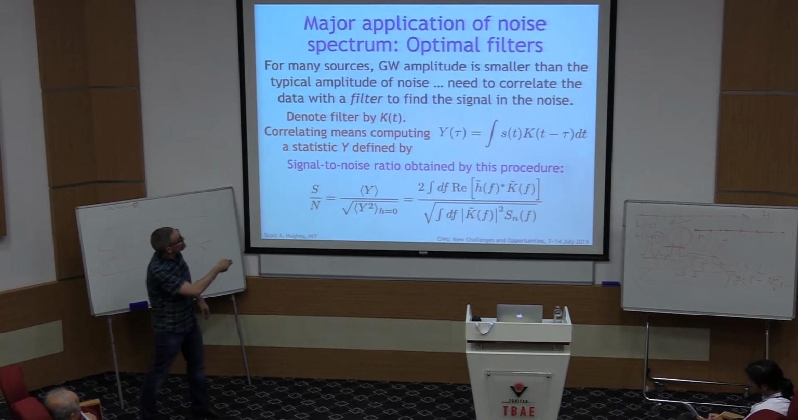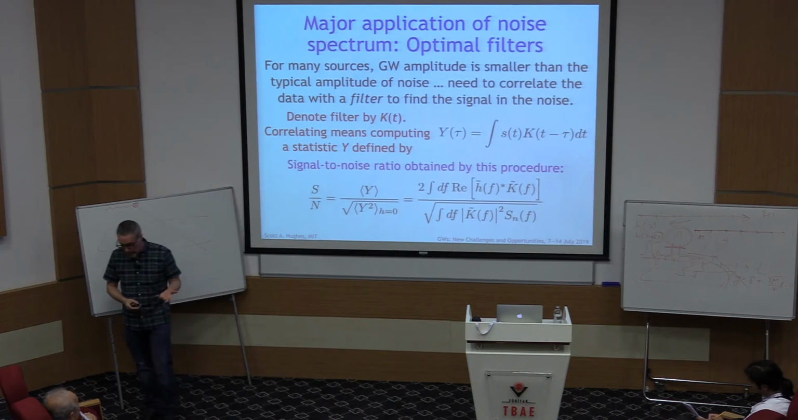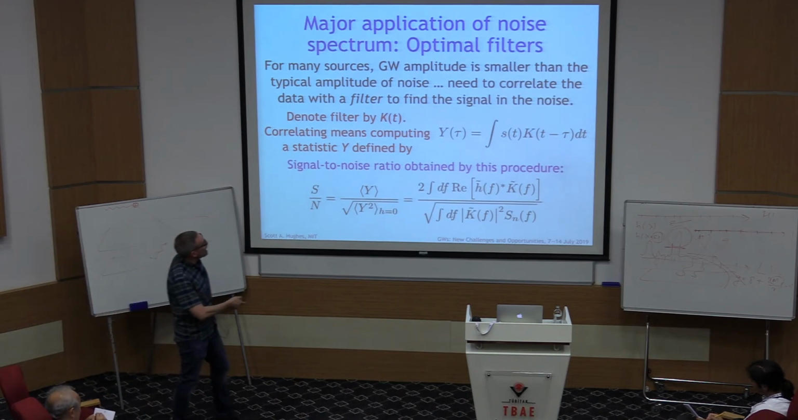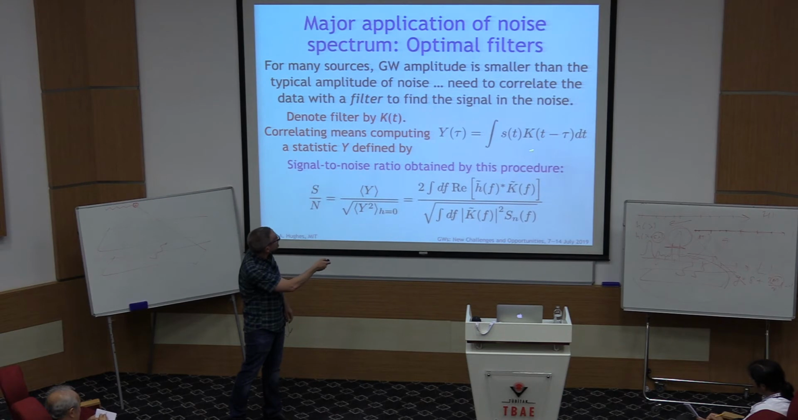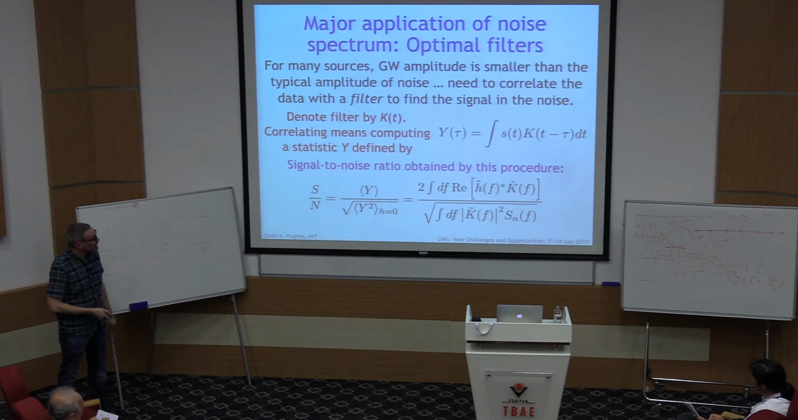So let me denote k(t) as being some kind of a filter function. What I want to do now is say, what would be the best filter I could use if I'm looking for a source that I believe I understand? So I'm going to define a detection statistic, y(tau), to be what I get when I do a cross correlation of my data, which I will call s for signal, with this filter. Okay, so I'm going to define that as my statistic.